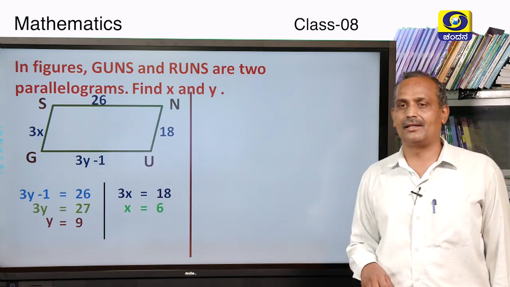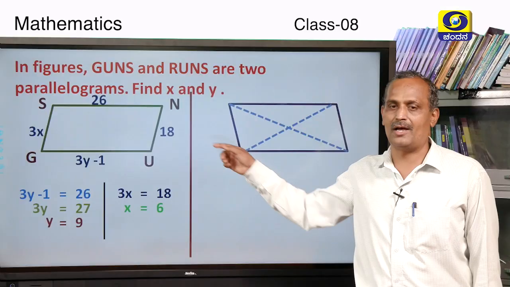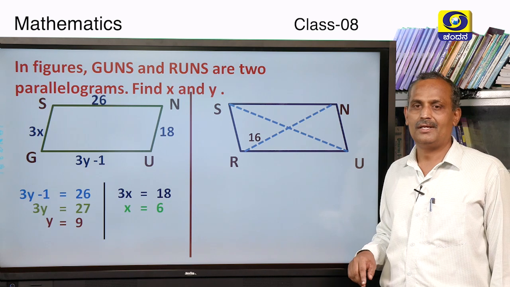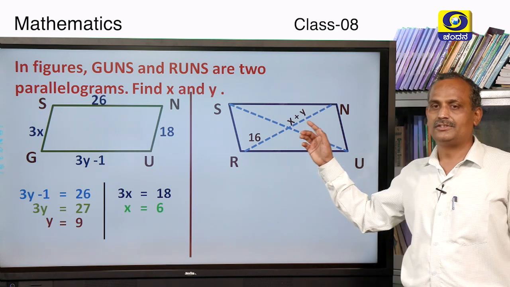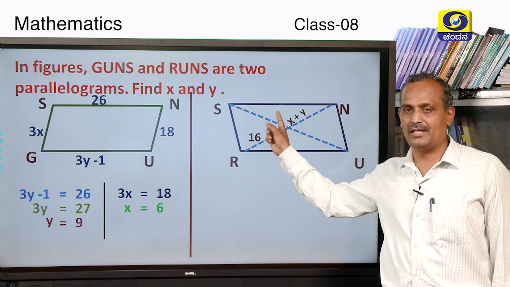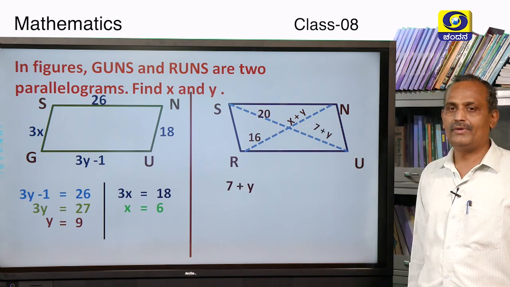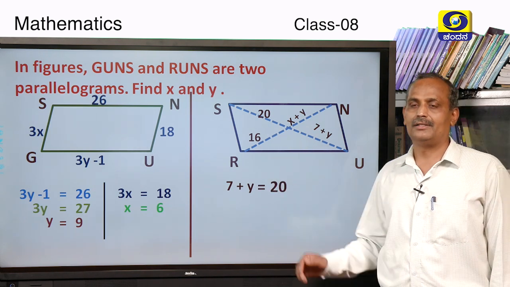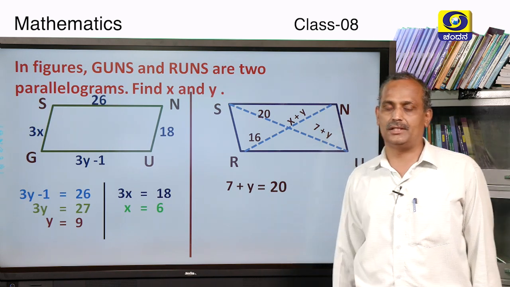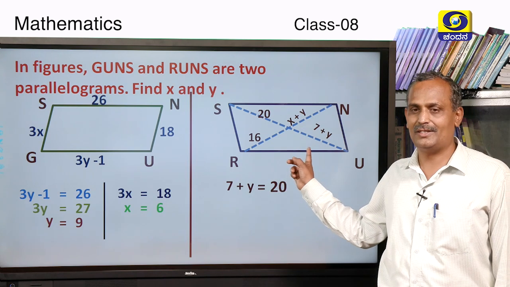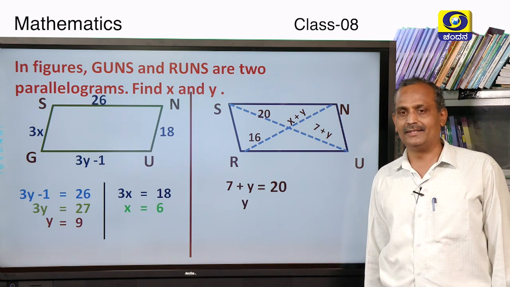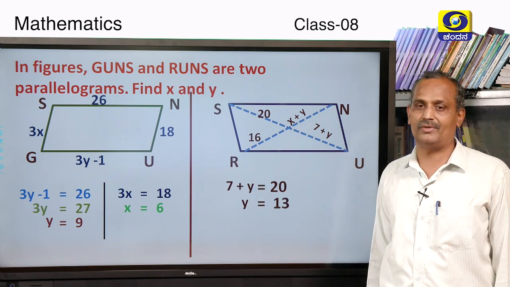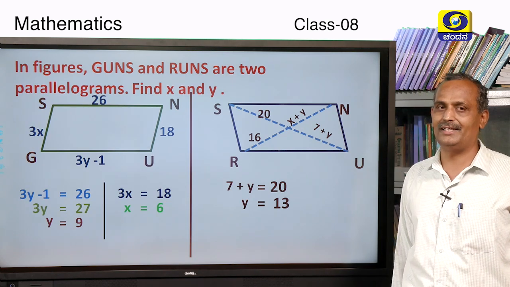Now, let us take another parallelogram. RUNS is another parallelogram, I have drawn it here. So, in this I have named it as RUNS. So, they have given the length of the parts of the diagonal here. So, we know that 7 plus y is equal to 20, because diagonals of a parallelogram bisect each other. Therefore, 7 plus y is equal to 20 and hence y is equal to 20 and 7 on transposing to the right side it becomes minus 7. So, it is 13, 20 minus 7 is 13.